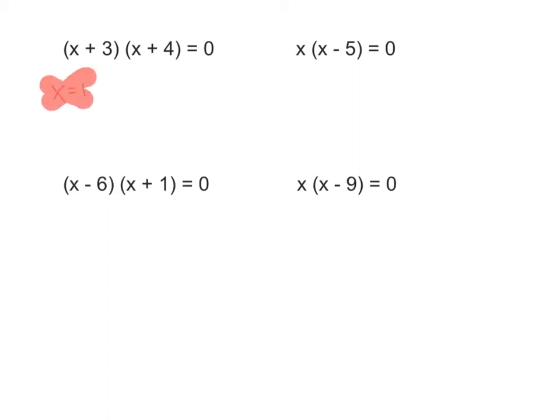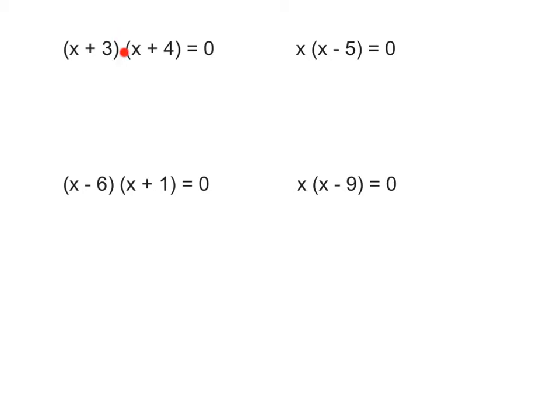So the question is, though, how do we find our answer? Well, let me get rid of this here. Hold on one sec. Okay, so how do we find our answer? Well, we use this thing called the zero product property that I discussed on the previous page.